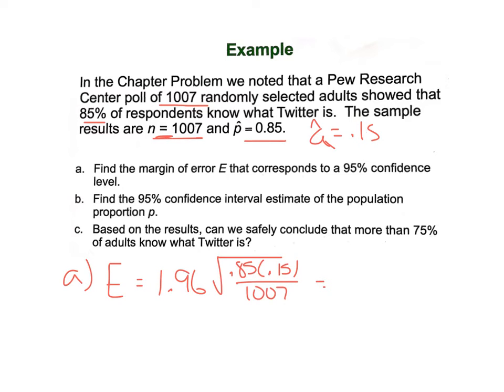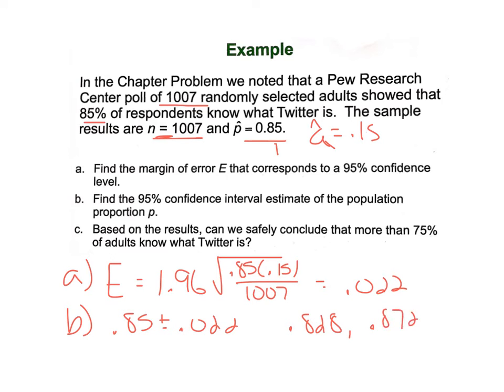So I'm going to punch that in real quick, or I hope it's real quick. On my calculator, I got 0.85 times 0.15 over 1,007. Boom. I got 0.022 for my margin of error. So that's part A. Part B, find the confidence interval. To find a confidence interval, all you do is take your P hat, which is 0.85, and do P hat plus or minus my 0.022. So I'm going to do 0.85 minus 0.022 and get 0.828, and then 0.85 plus 0.022 and get 0.872. So that is my confidence interval right there.